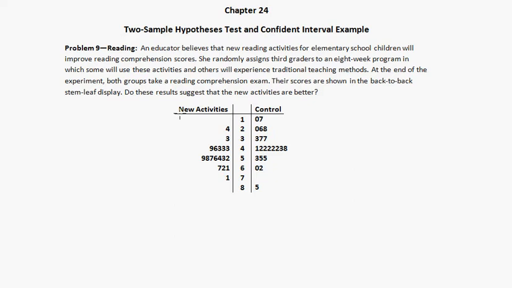And she's hoping that the new method is better than what we're going to call a control or the traditional method. Okay, that we'll consider the control. So if we think about the test, really, what's the objective? So they give you the scores. Do these results suggest that the new activities are better? Okay, are better. So it's not a two-tail, it's a one-tail.